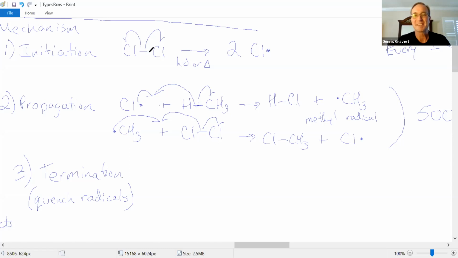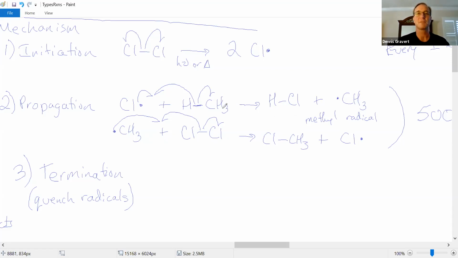Light comes in here, splits the chlorine into chlorine radicals. The radicals grab methane, make hydrochloric acid, another radical. That methyl radical grabs chlorine gas, makes a product plus another radical, and then back and forth they go. These two propagation steps continue until one of two things. You run out of these molecules, in which case it starts reacting with the other products, yikes. Or somehow the radicals react with each other.